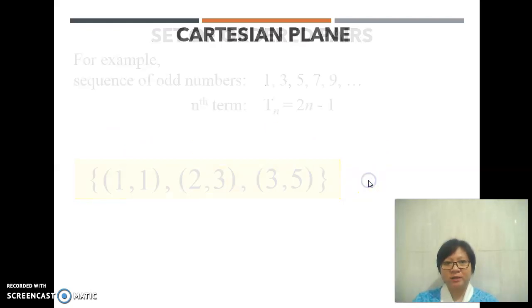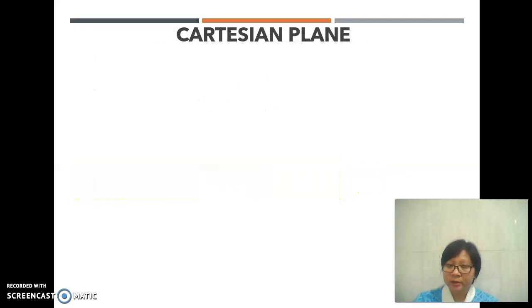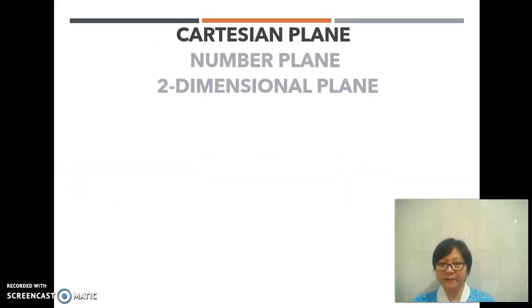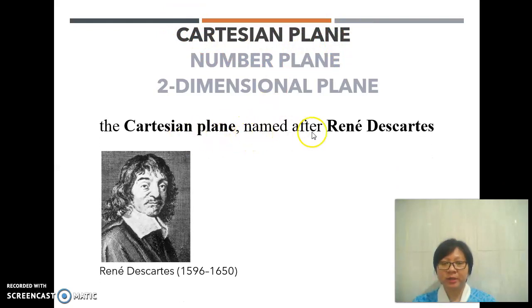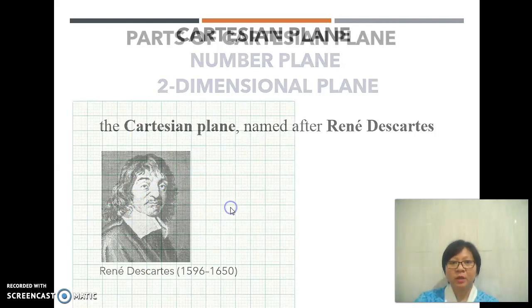Now, next about the Cartesian plane. The Cartesian plane, also known as the number plane or two-dimensional plane. The Cartesian plane is named after René Descartes. He was a French mathematician. This is his photograph.